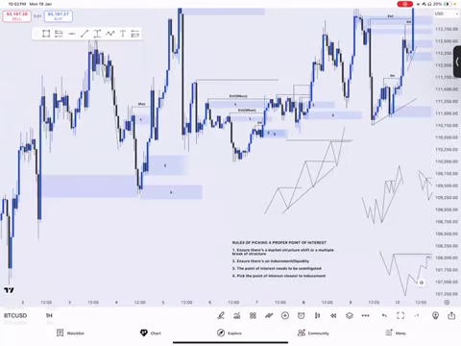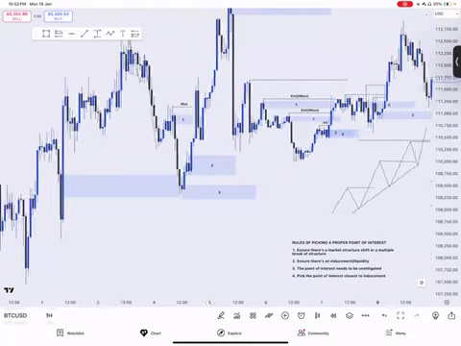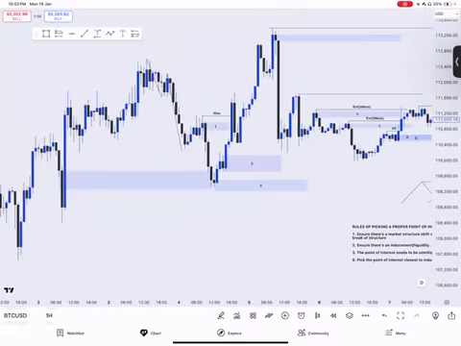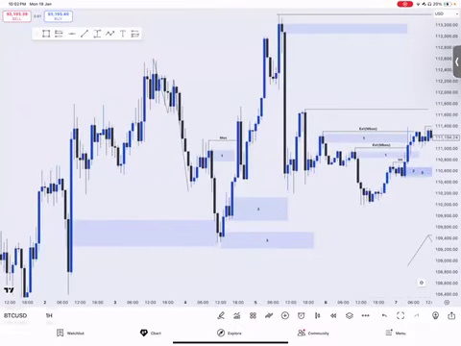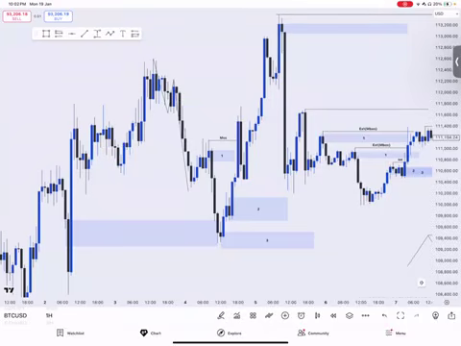That is the second rule. It says you should ensure there is an inducement. So let's check the examples that I gave out here. First one, we have the MSS, the possible POIs, the zones that were broken. This zone that was broken becomes a breaker block, one POI. Down here, another block, down here, another block.